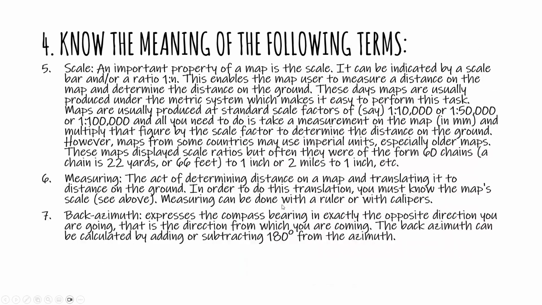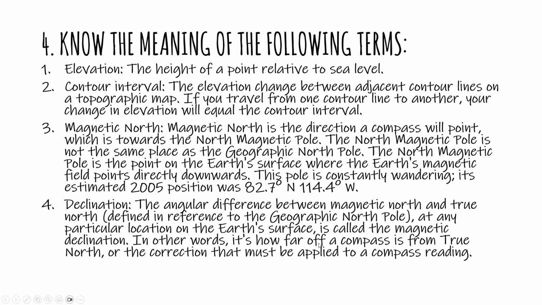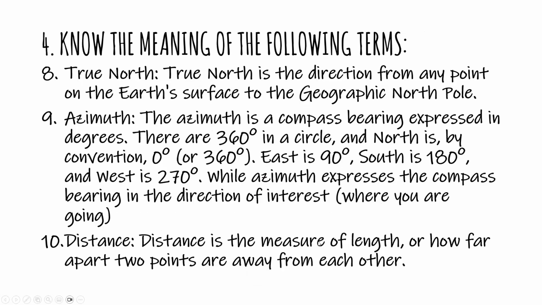So let's read that definition. The back azimuth expresses the compass bearing in exactly the opposite direction you are going. The azimuth is pointing to where you want to go. The back azimuth points to where you're coming from. The back azimuth can be calculated by adding or subtracting 180 degrees from the azimuth, because we work with the degrees of the circle. And we're going to be doing this exercise of finding out what your azimuth is and what your back azimuth is when we do our practice in the field at our pre-camp or our wilderness camp.